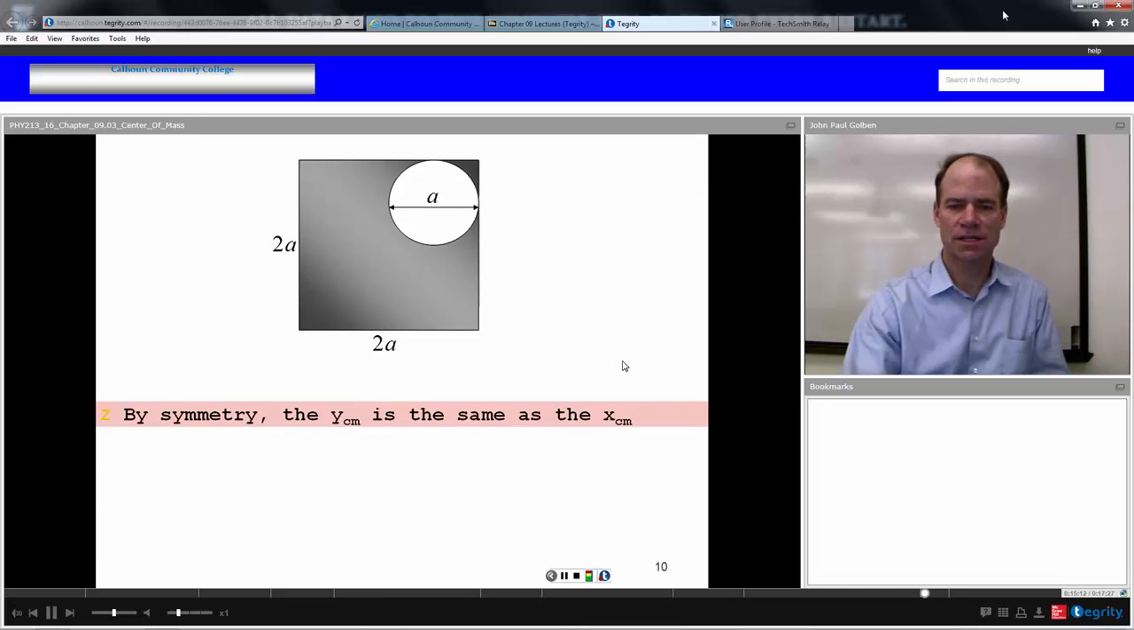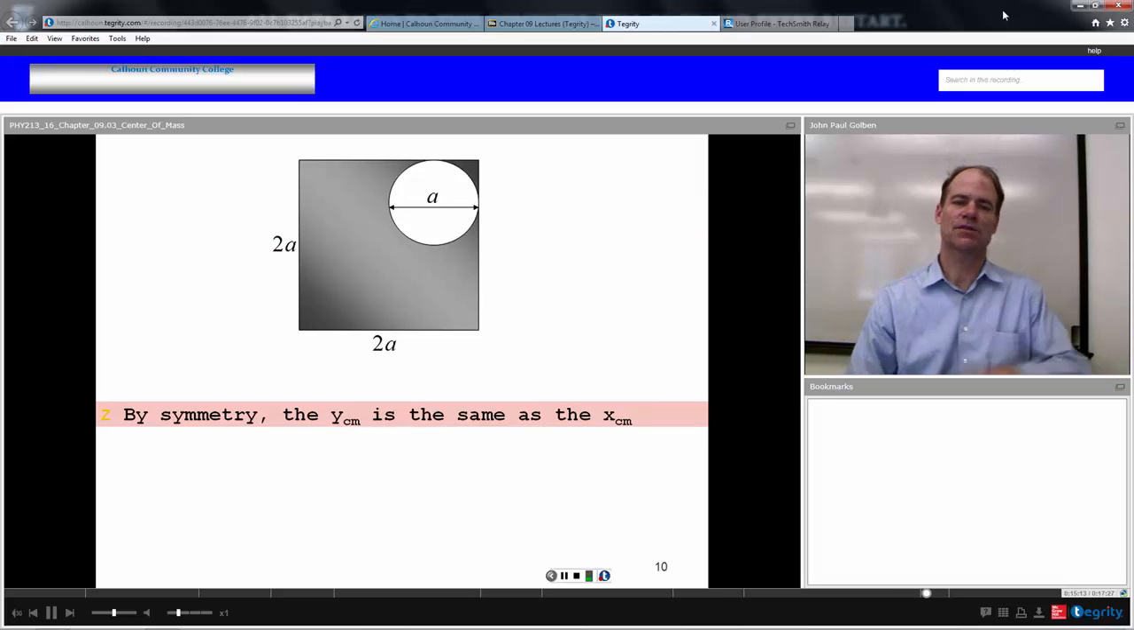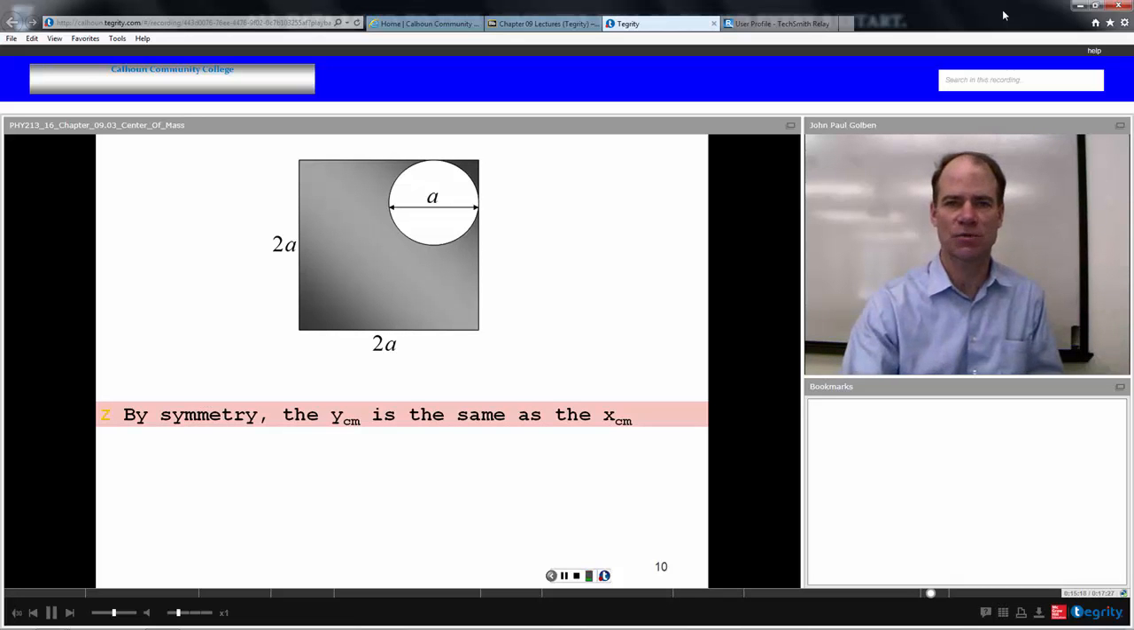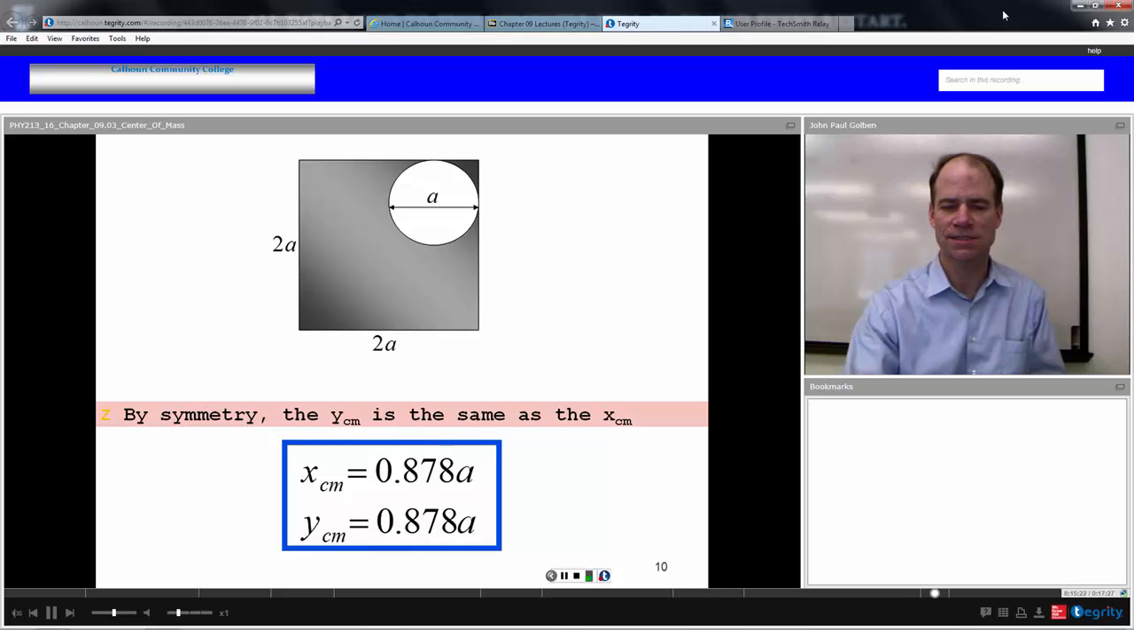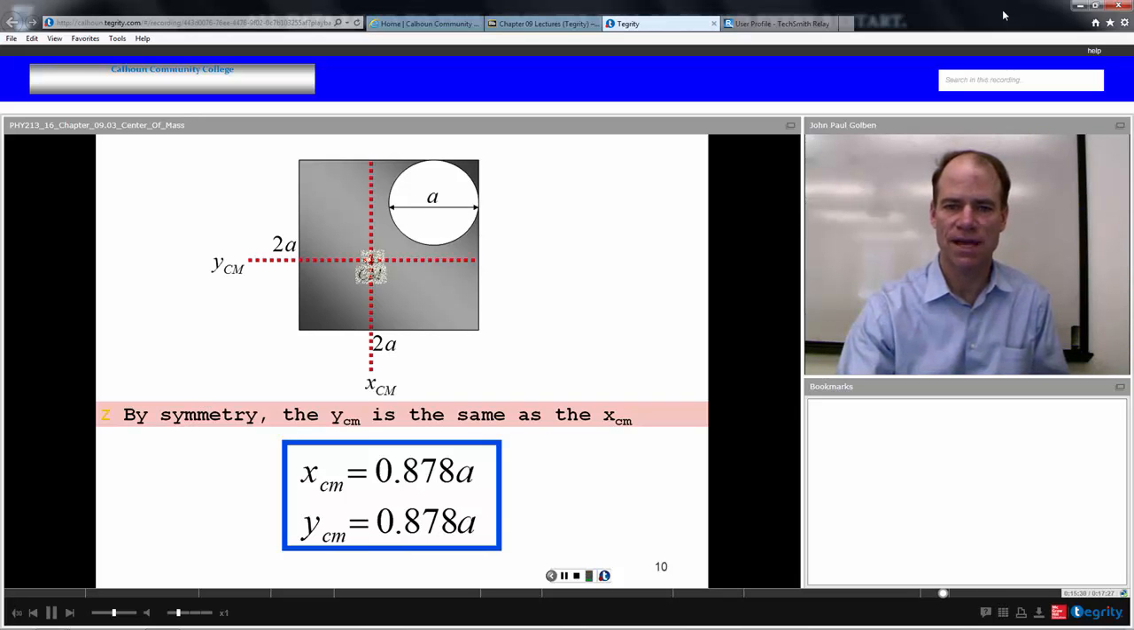This object is symmetric in terms of x versus y, so the location of the center of mass in the y direction will be the same as the center of mass in the x direction. So they both will be at 0.878a. If I found the intersection of those locations, x and y, there would be my center of mass.